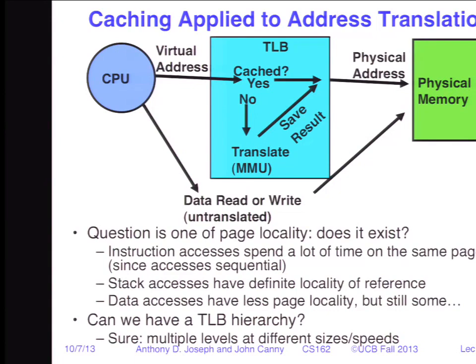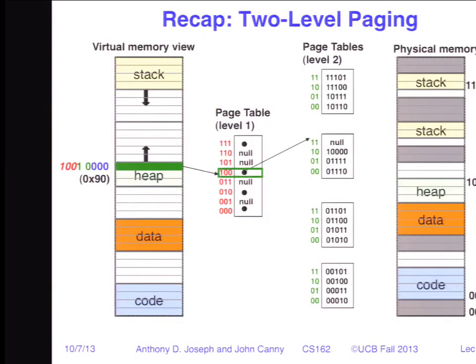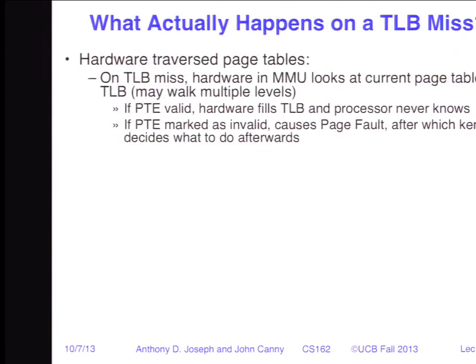So again, remember with two-level paging, there's two sets of memory references that we had here in order to read a byte. Right? We had to read our top-level page table entry, then we had to read our second-level page table entry in order to be able to read our entry here. So what happens when we don't find something in the TLB? There's two choices. One is to do it in hardware, the other is to do it in software.